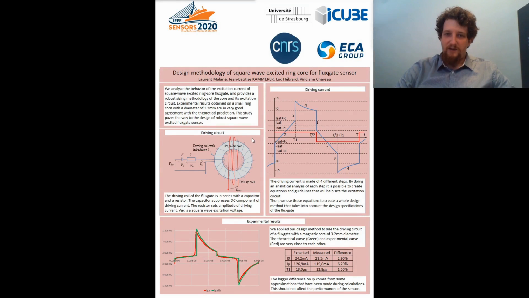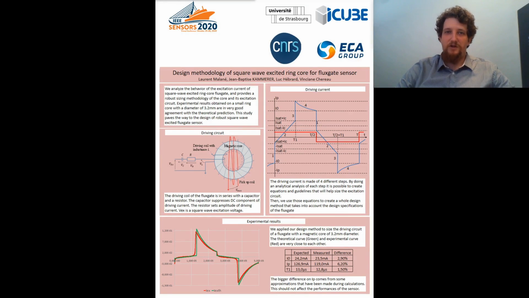In order to do that, we did a behavioral analysis of the driving current, being divided in 4 steps that depends on if the magnetic core is saturated or not. And from this analysis, we created a step-by-step method to size each individual parameter of the driving circuit, where each step is either a guideline or an analytical equation that you just apply as it is.